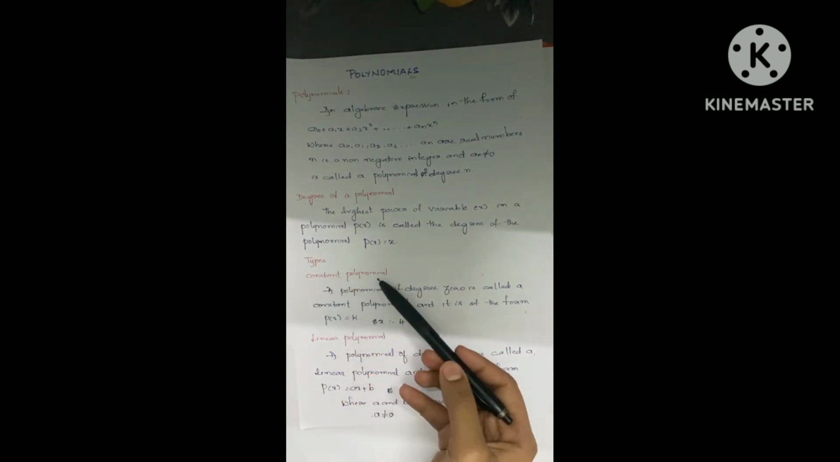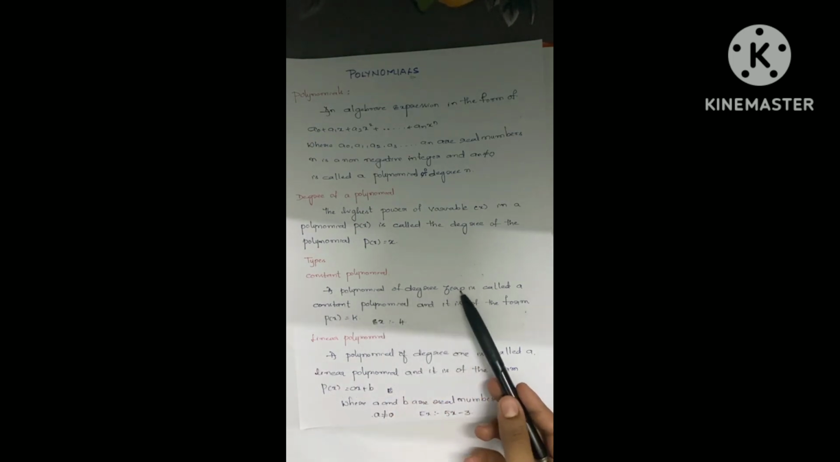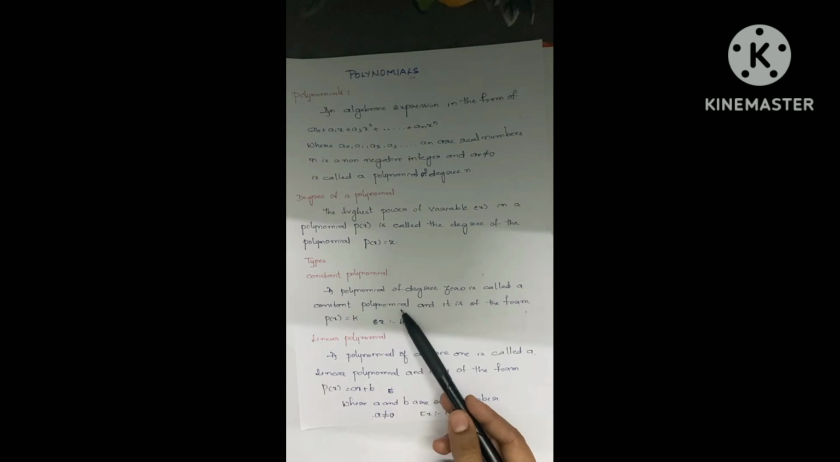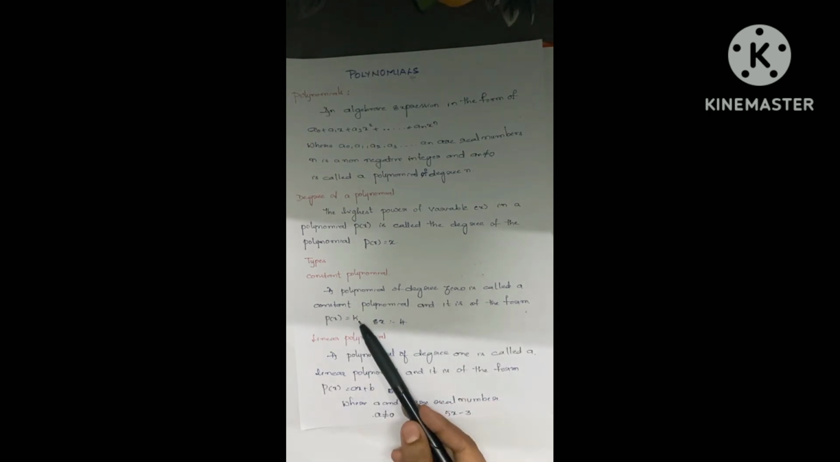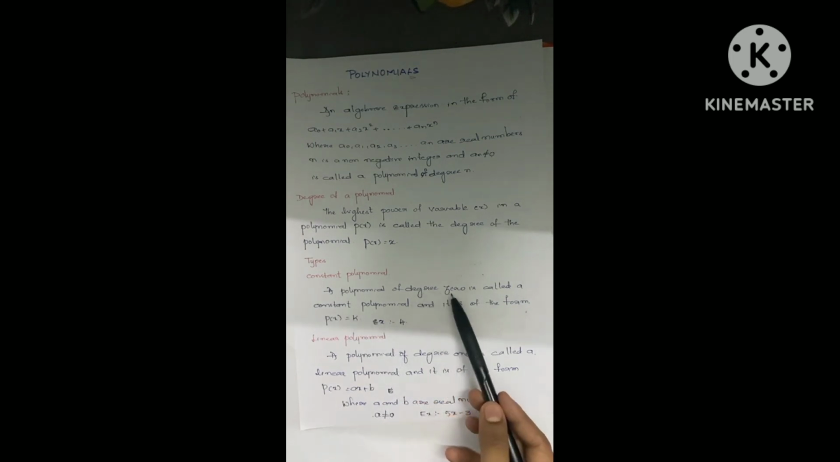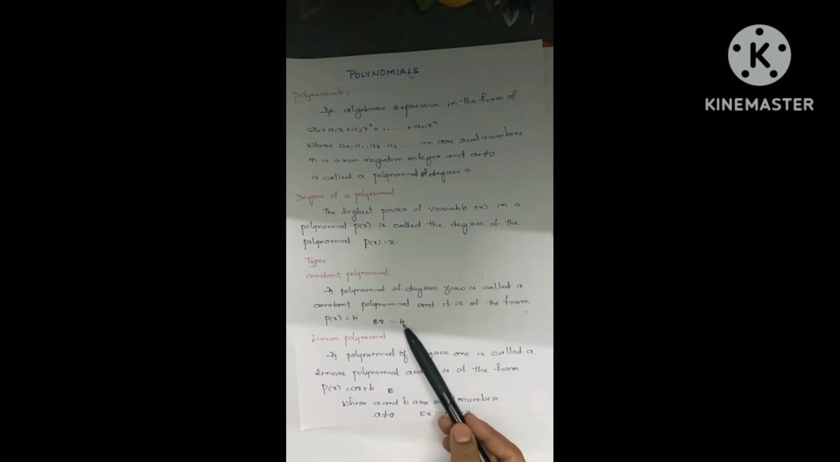So the first is the constant polynomial. A polynomial of degree 0 is called a constant polynomial and it is of the form p of x equals k. Here k into x power 0, x power 0 is 1, so its degree is going to be 0. So p of x equals k, here k is a constant. For example 4. So it is a constant polynomial.